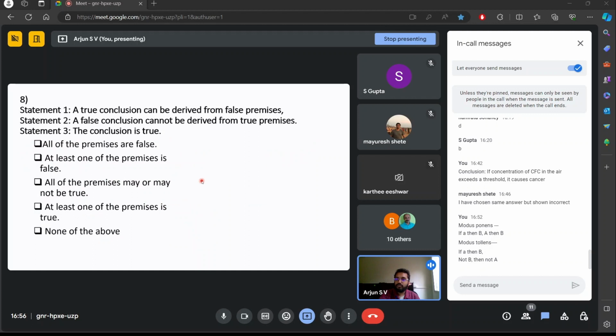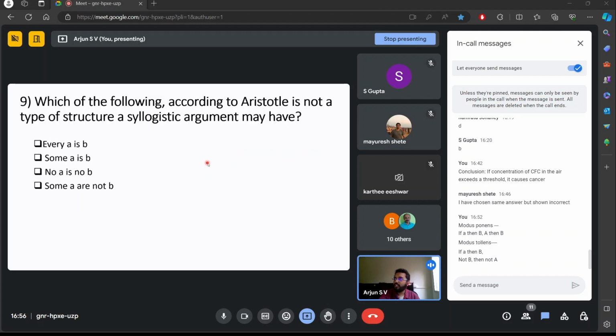In the next question, there are 3 statements. Statement 1: a true conclusion can be derived from false premises. Statement 2 says a false conclusion cannot be derived from true premises. And statement 3 says the conclusion is true. This is just logically valid, that all the premises may or may not be true. I think we also discussed this in some of the lectures. And in question number 9, which of the following, according to Aristotle, is not a type of structure a syllogistic argument may have? Aristotle's syllogistic arguments consist of every A is B, some A is B, no A is B, and some A are not B.